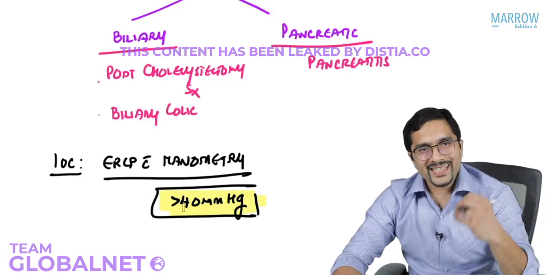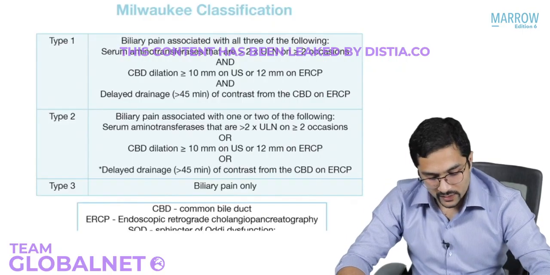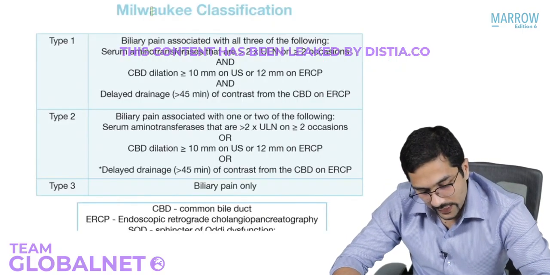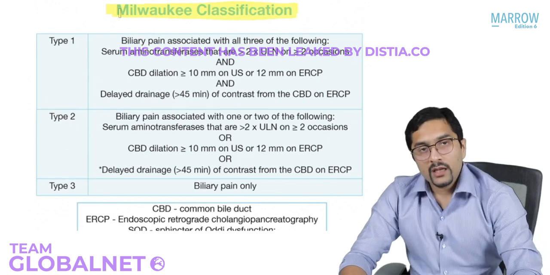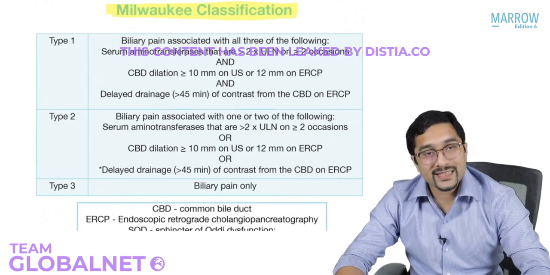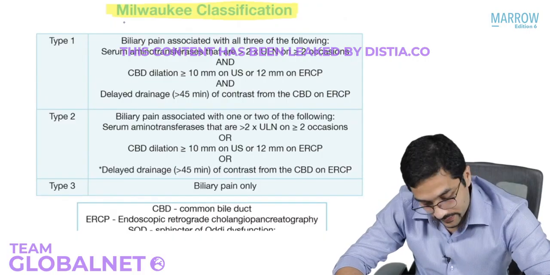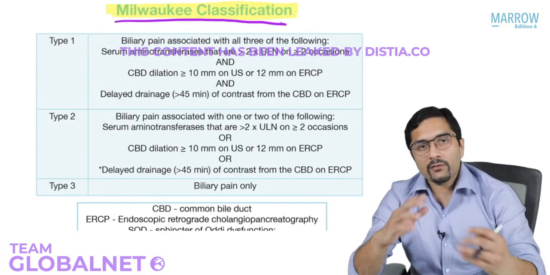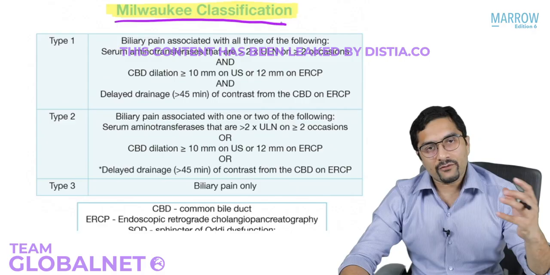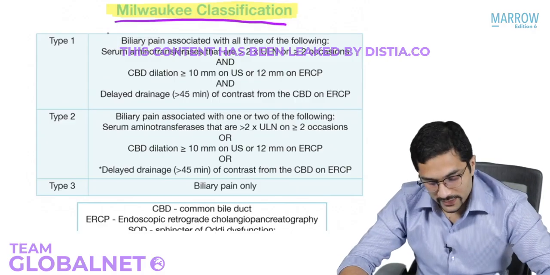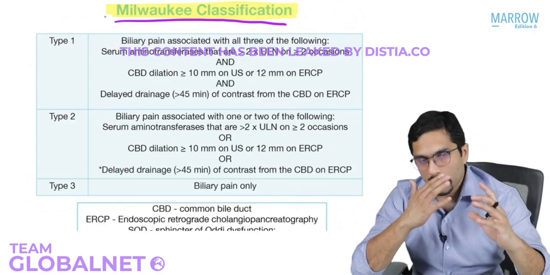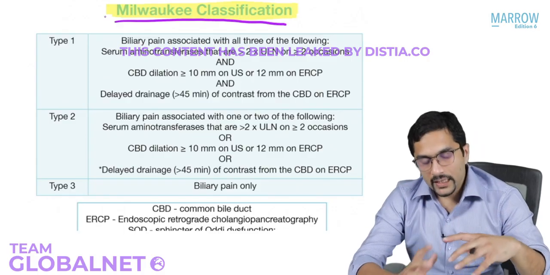Now, there is a Milwaukee classification for sphincter of Oddi dysfunction. So first of all, you should know the name Milwaukee classification, because this has been asked in the exam and this is updated in the latest Bailey and Sebastian. You have a different Milwaukee classification for biliary and for pancreatic sphincter of Oddi dysfunction, but the concept is pretty much the same. So I'm talking about the biliary one.